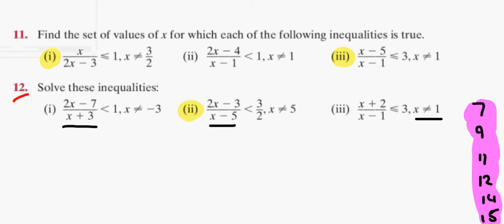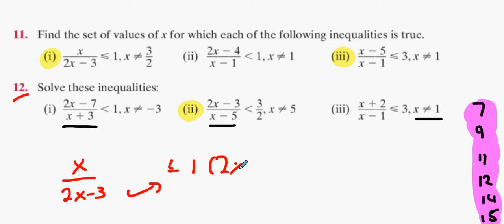Here we go. 11 part 1 is x over 2x minus 3, less than or equal to 1. Can anybody in the class tell me why I can't just cross multiply that up and put it up here, like so? Don't know if it's positive or negative. So, to avoid this happening, I need to multiply by a guaranteed positive number on both sides. What guaranteed positive number should I use?